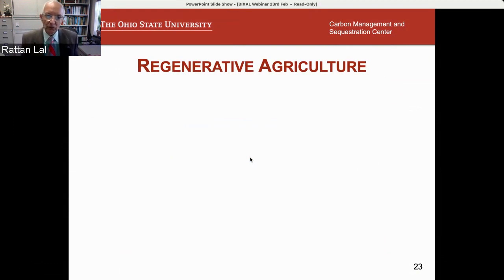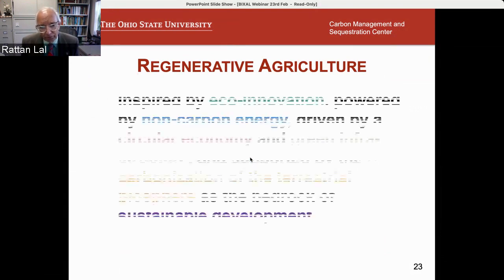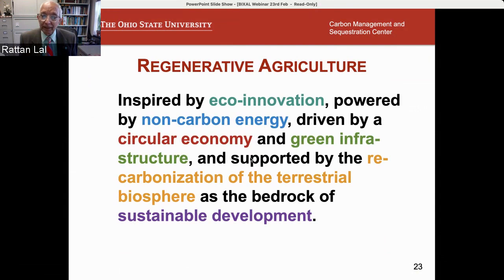And these days, including the Food System Summit, people talk about regenerative agriculture. We have 300,000 types of known soil series. To assume that there is one type of regenerative agriculture applicable universally is rather naive. But there is one concept, the principle. The principle is inspired by eco-innovation. It's powered by non-carbon energy. It's driven by a circular economy and green infrastructure, but it must be supported by the recarbonization of the terrestrial biosphere at the bedrock of sustainable development.